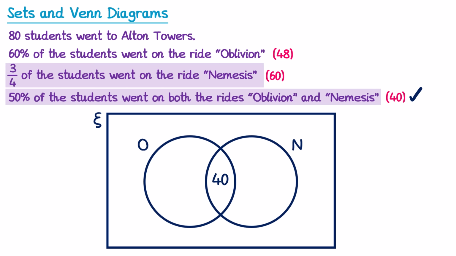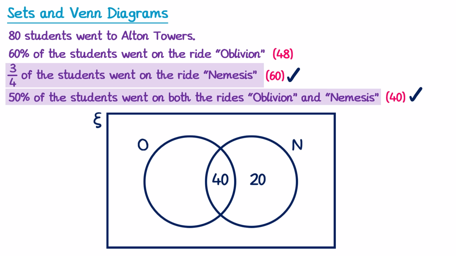Then 60 of those students went on Nemesis, which means the whole Nemesis circle needs to add up to 60. At the moment we have 40 in there, so if we subtract 40 from 60, we're left with 20. So this section here must be 20. So we've used this 60.